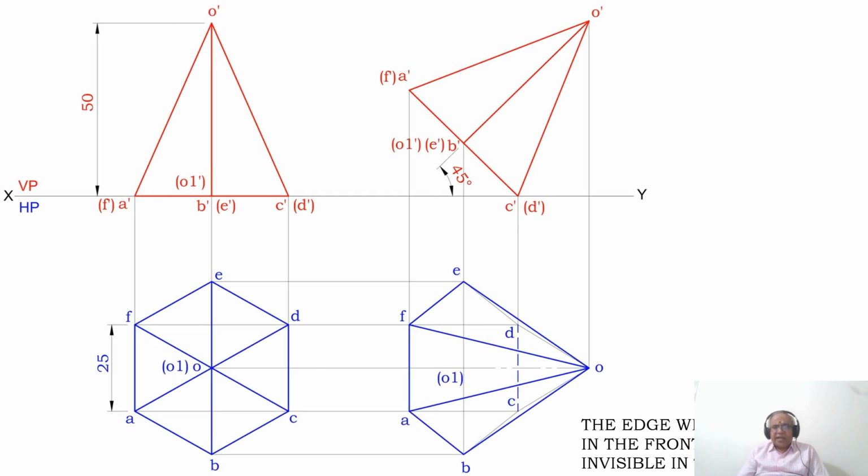Once you do that, the edge which is on the XY line in the front view is always invisible in the top view. The edge which is on the XY line in the front view is C dash D dash, and it will automatically become invisible in the top view. So you mark that point as small c and small d. Then join C and D with a dotted line, because an edge on the XY line is always invisible.